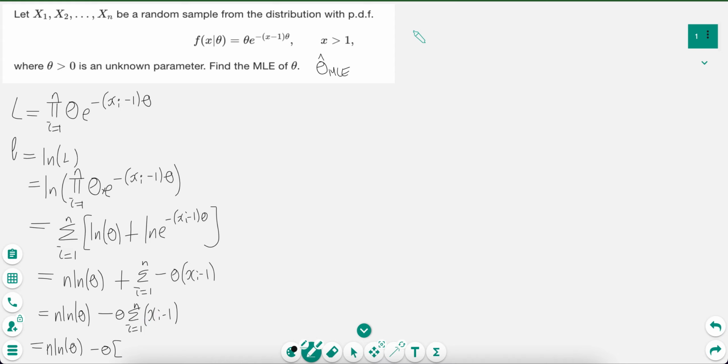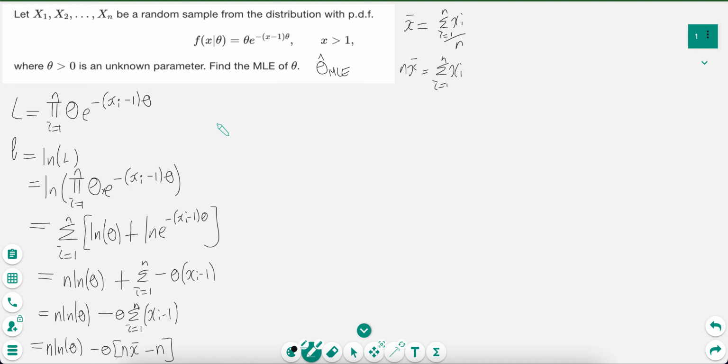Cool. And really, this is nothing but n ln of theta minus theta multiplied by the sum of x sub i minus 1. You can convince yourself that the sum of x sub i is just n x bar, because the way we take a mean is to sum all the data points and then divide by the number of data points. Multiplying both sides by n, you just get this quantity here. So the sum of all your x sub i's is n x bar, and then you have minus 1, minus 1, minus 1, n times, so minus n. Cool. And so this becomes your log likelihood.